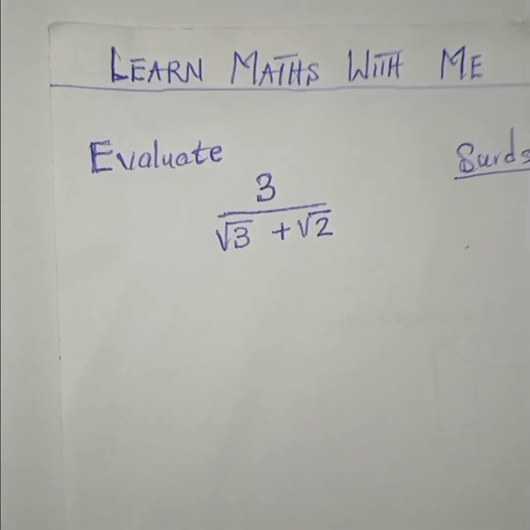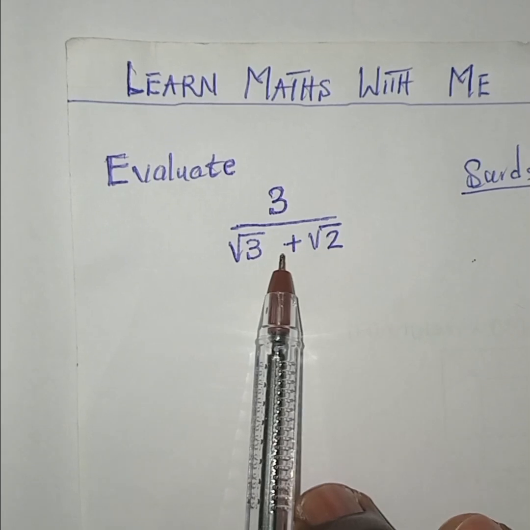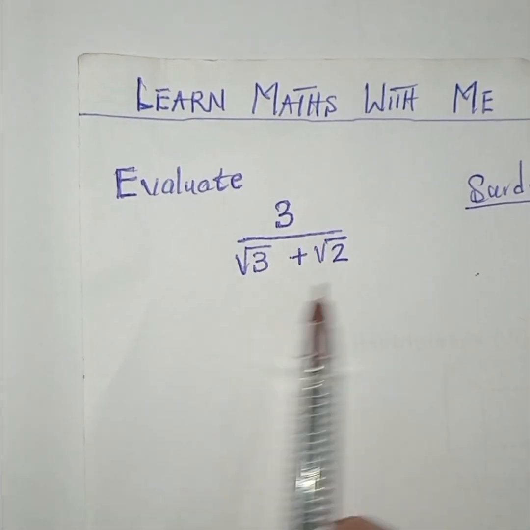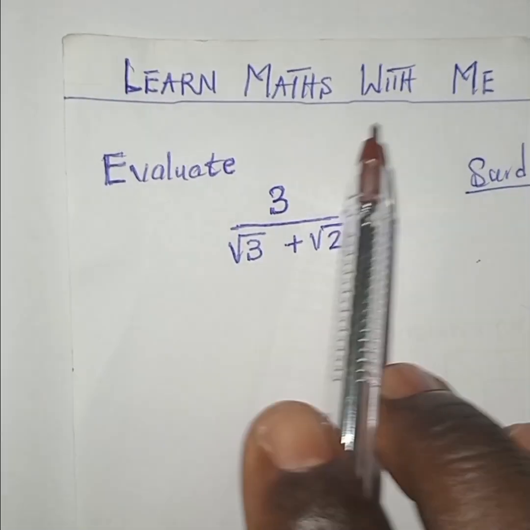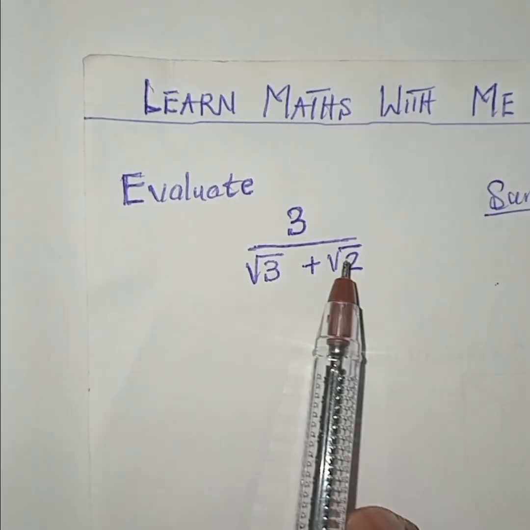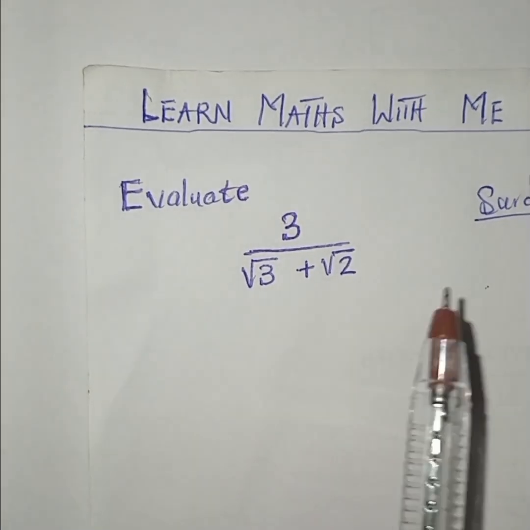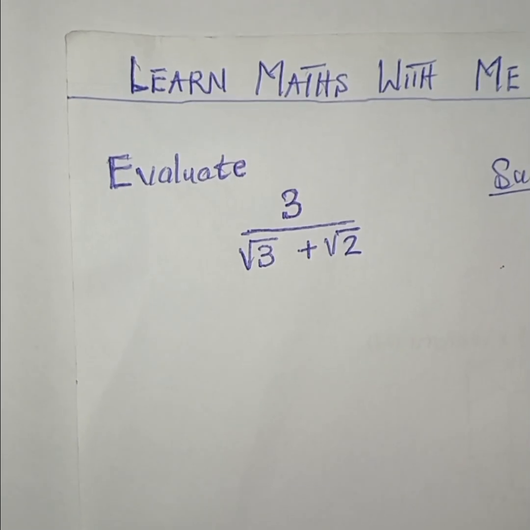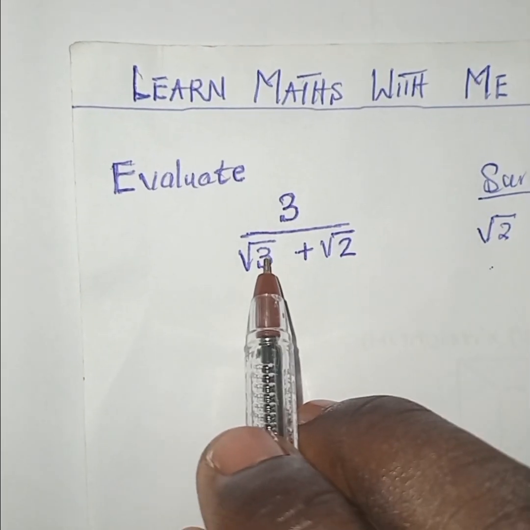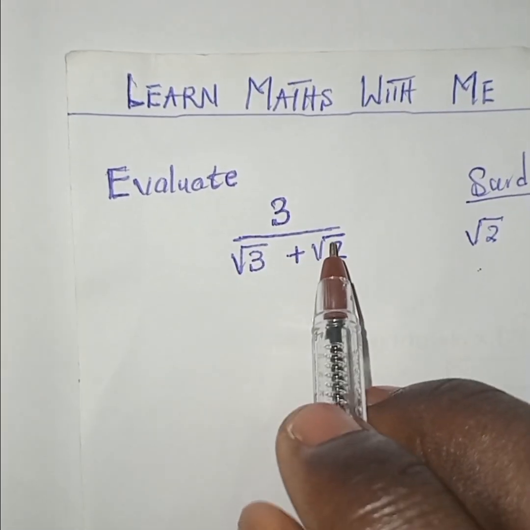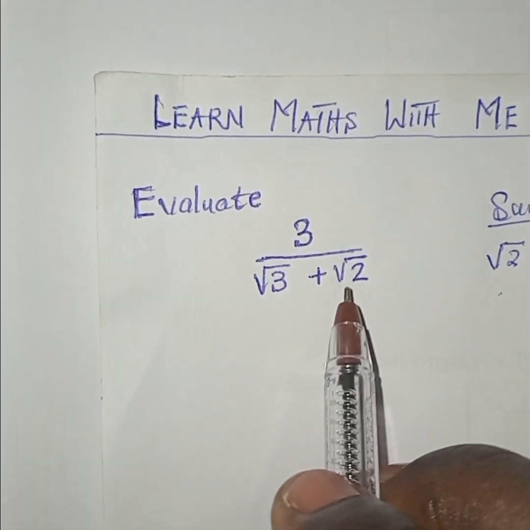What does rationalization mean? It means the removal of the irrational number from the denominator. Remember, this is the numerator and this is the denominator. What is an irrational number? An irrational number is a number that is inside a square root. So square root of 3 and square root of 2 are irrational numbers. Our target is how to remove them from this bracket.